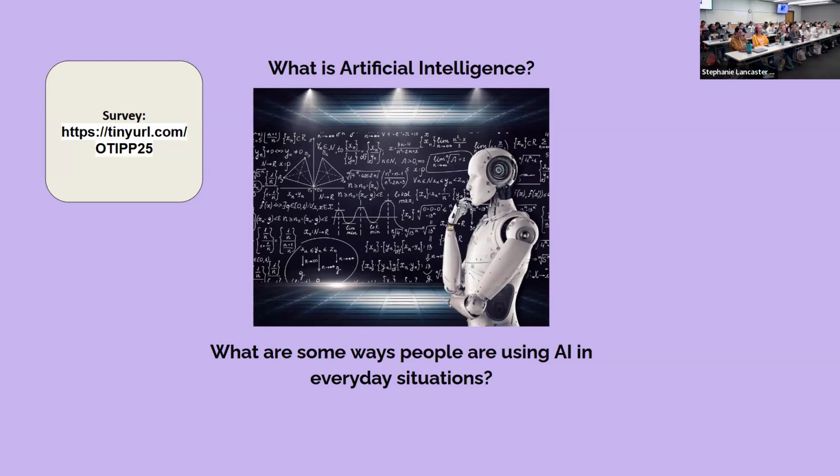Let me ask you all this. What are some ways that people, including us, are already using AI? Not necessarily in our jobs, but just in everyday life. Yes? We make up bedtime stories for my kids. That's a really good one.